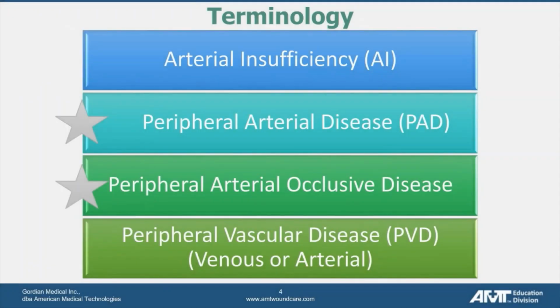Common terminology exists for communication regarding abnormal blood supply to the lower extremity. These terms include arterial insufficiency, peripheral arterial disease, peripheral arterial occlusive disease, arterial disease, and peripheral vascular disease. These terms are often used interchangeably. However, peripheral arterial disease and peripheral arterial occlusive disease are the preferred terms used in current medical literature and are more specific for lower extremity blood flow occlusion in the arterial system.